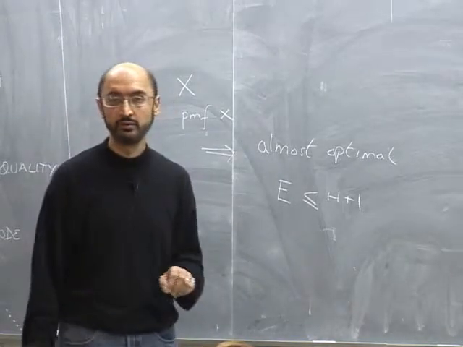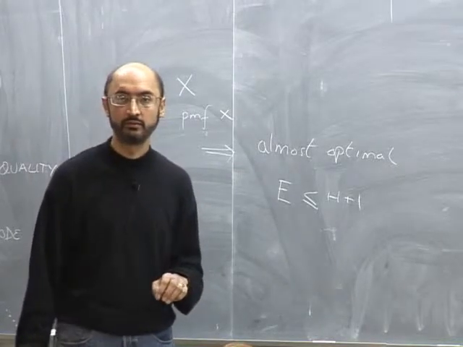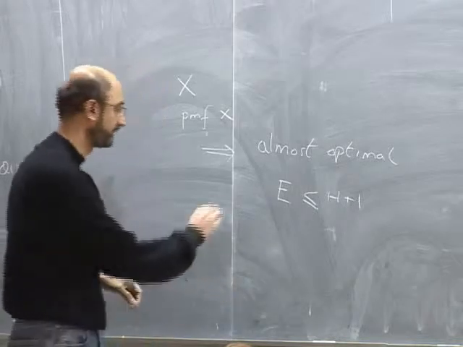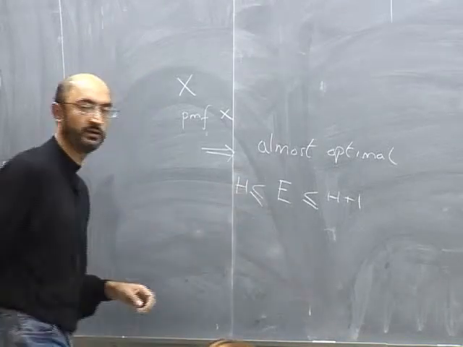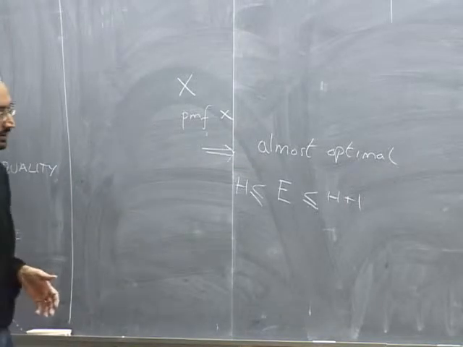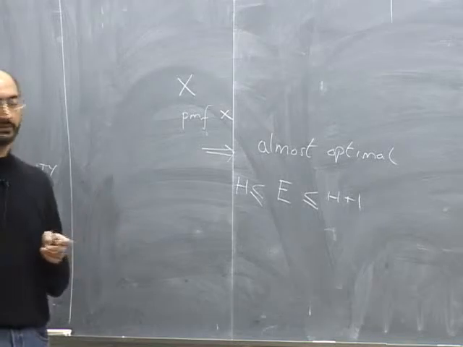But can the value of E be less than the entropy? No. So it will be in between? Yeah, that's right. That always is going to be true. So it lies in this very tight range between H and H plus 1. Again, for instantaneous codes.